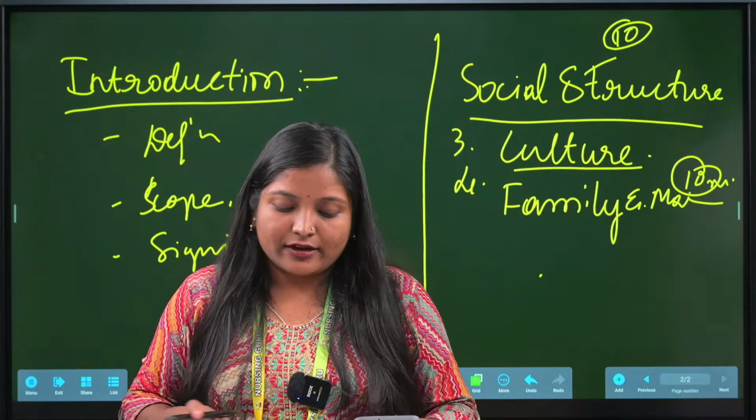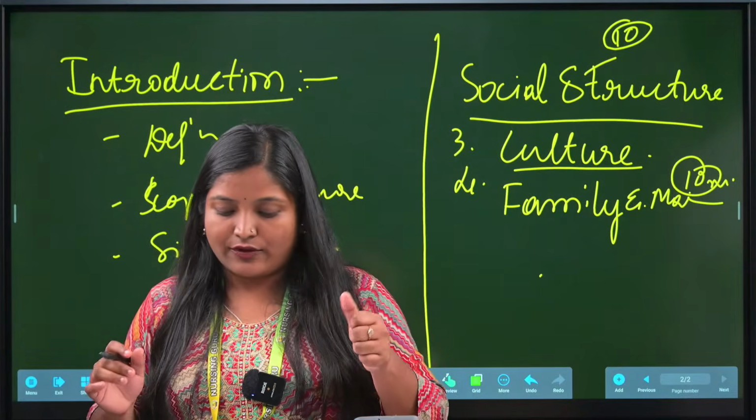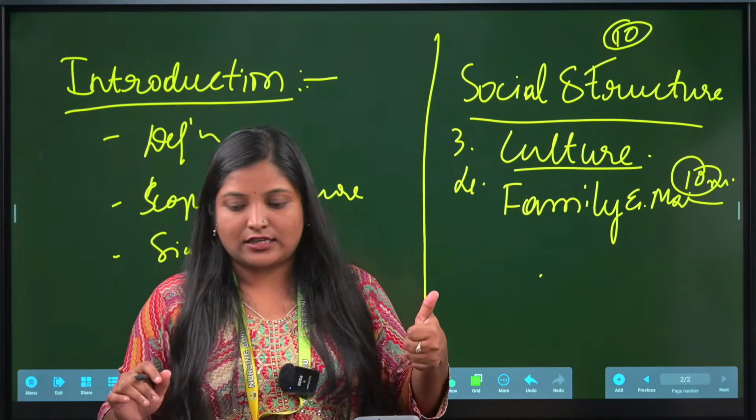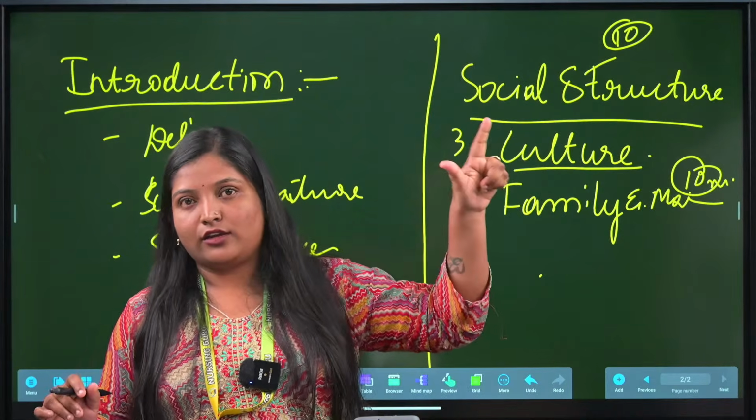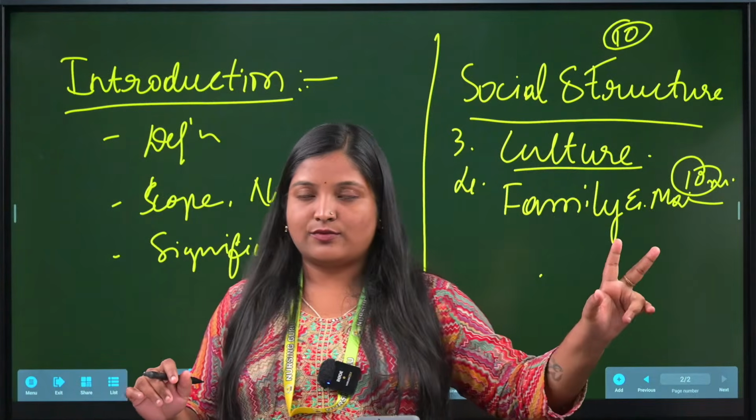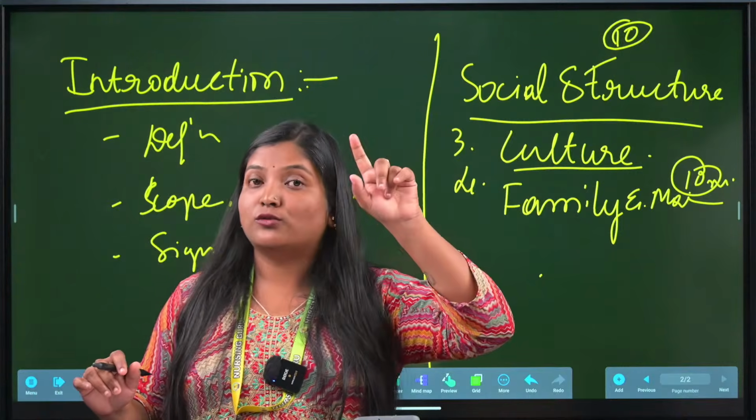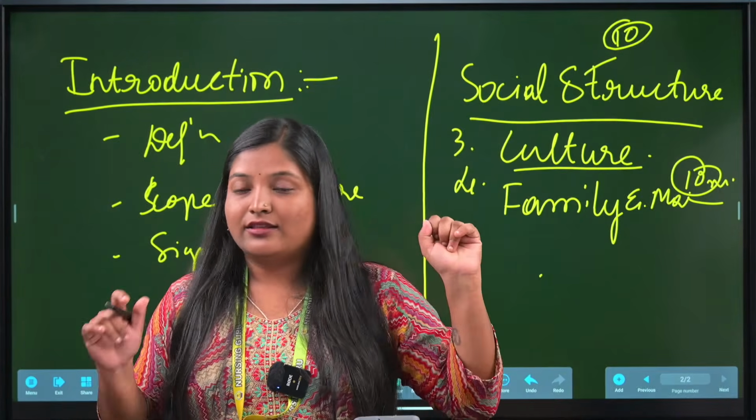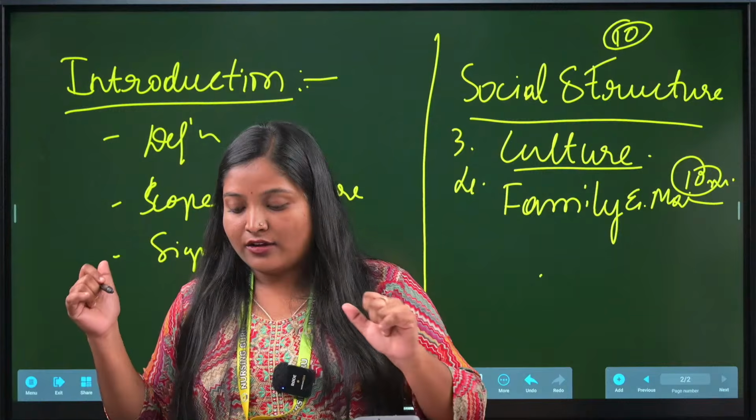Here we have the characteristics. So family, what is family? Characteristics, basic needs, types: nuclear family, joint family. The difference between the nuclear family and the joint family is also one of the important questions. And the functions of the family, and the characteristics.